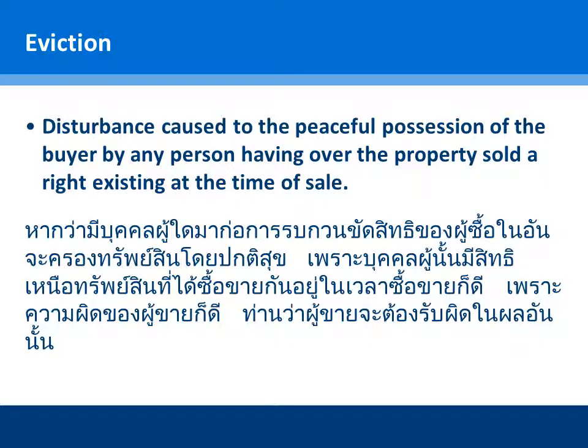Another type of liability of the seller is for eviction. What is eviction? Eviction is defined as a disturbance caused to the peaceful possession of the buyer by any person having some right on the property which is sold. Like, for example, I sell you a land, but there is a mortgage on my land. You buy the land, and after a few months, the bank will come to your land, will come to talk with you, and will say, I must sell the land because the previous owner was in default. Well, in this case, you lose your land, but you can sue me for eviction.